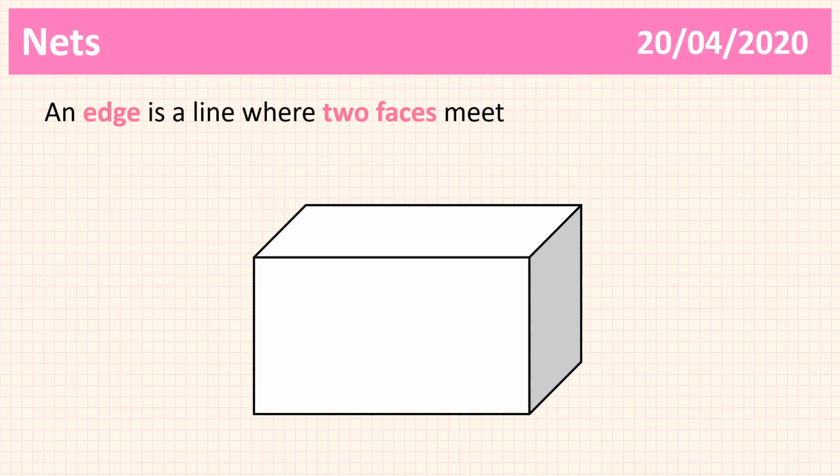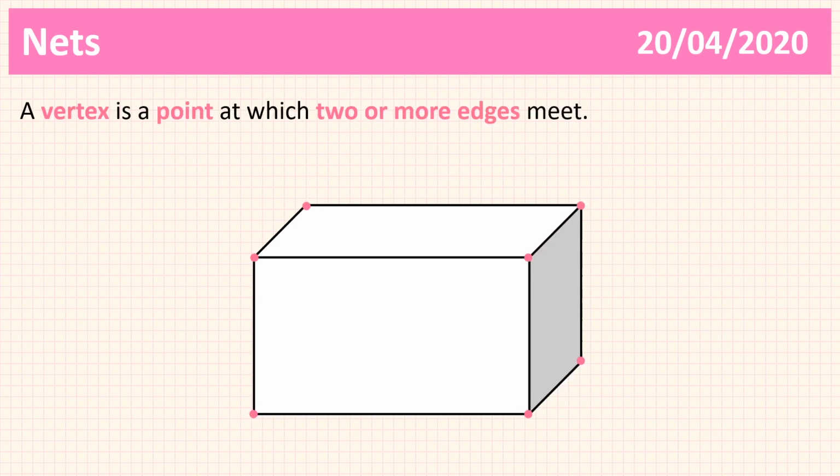Another keyword you need to know is vertex. Now, what is a vertex? Well, a vertex is where 2 or more edges meet. So, for example, on our diagram here, each one of these vertexes on the top is where 3 edges meet.